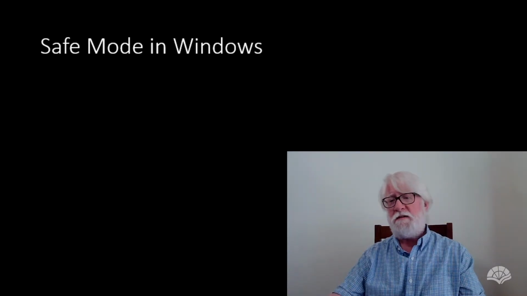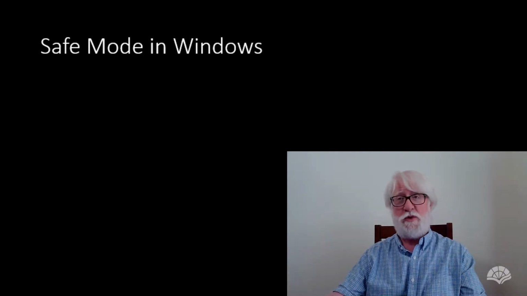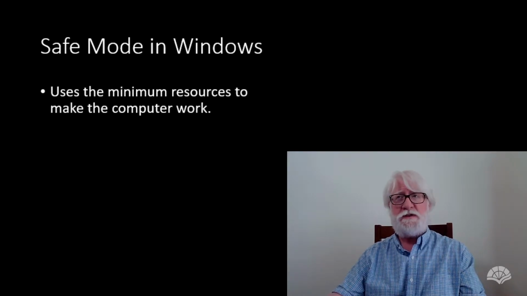So how do we get to safe mode in Windows? You hope that things don't just happen, but that is usually the way it happens. You boot your computer and for some reason it starts up in safe mode. But safe mode in Windows can be entered in a bunch of different ways. So it uses the bare minimum resources to make the computer work.